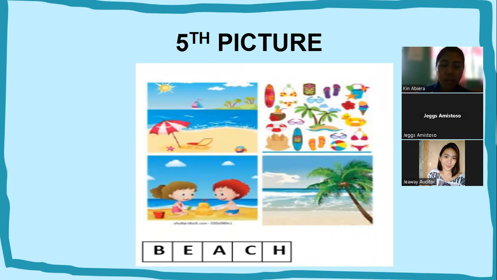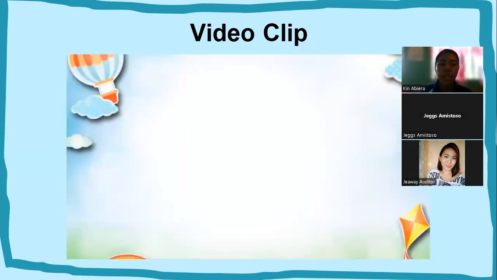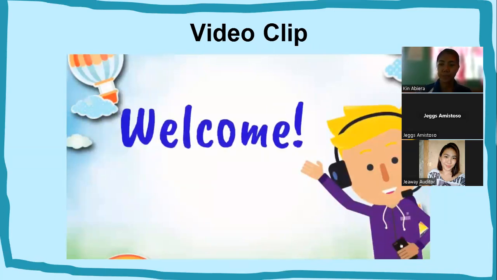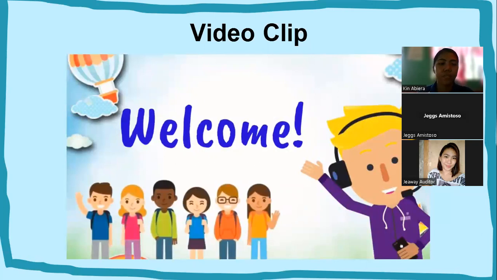So, Jags, what have you noticed with the pictures? They're all names of places, sir. Very good. Okay, so in the next, we will have another group activity, and remain with your group. I will show you a video clip. Each group will find words that name places or answer the question where. Am I clear? Yes, teacher.